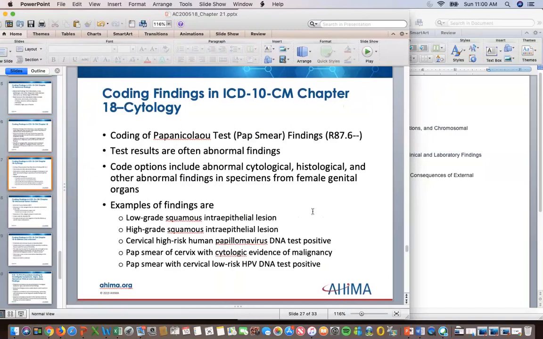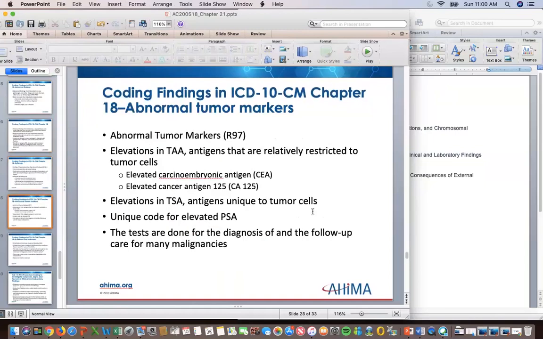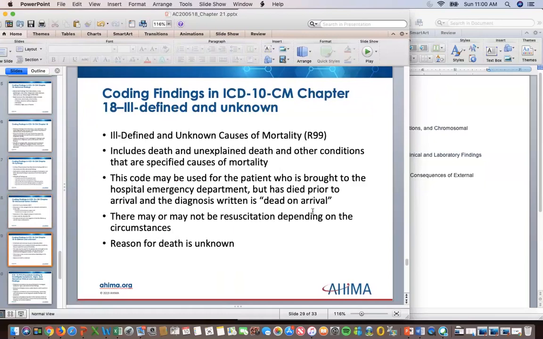Test results are often abnormal findings. So again, the psychology part of it has a big piece of it too. You are depending on your physician to give you that documentation. Abnormal tumor markers also will want to be noted if they are something caught in a hospital stay. Maybe somebody comes in for an accident, they do all these scans, MRIs, and they find something that's elevated or doesn't look right.